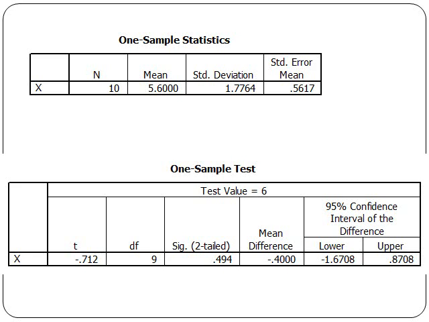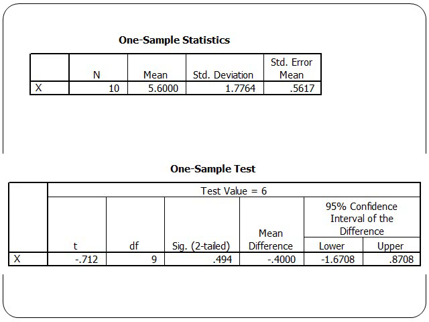Our mean was 5.6 with a standard deviation of 1.7. The t value that we got as an observed value is a negative 0.7. Degrees of freedom is 9, that is 10 minus 1 is 9. And significance is 0.494. That is not below 0.05.